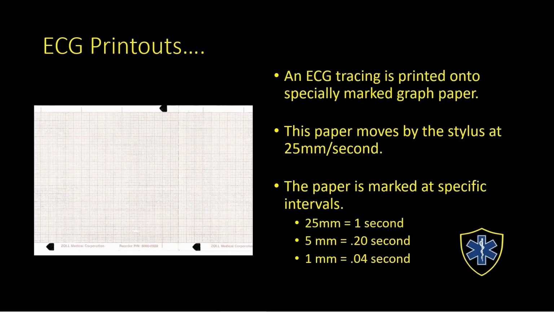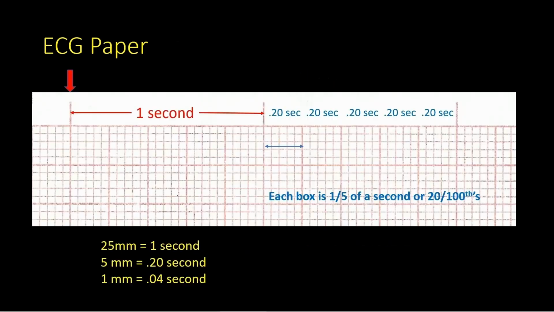Now, as you notice, all these ECGs are printed out on graph paper, and this graph paper is actually specially designed to monitor time. The paper moves by the stylus at a set speed. That speed is usually 25 millimeters per second. When we say 25 millimeters per second, that actually allows us to use the graph paper to mark out different intervals. So now let's look a little bit closer at this ECG paper and how it works.